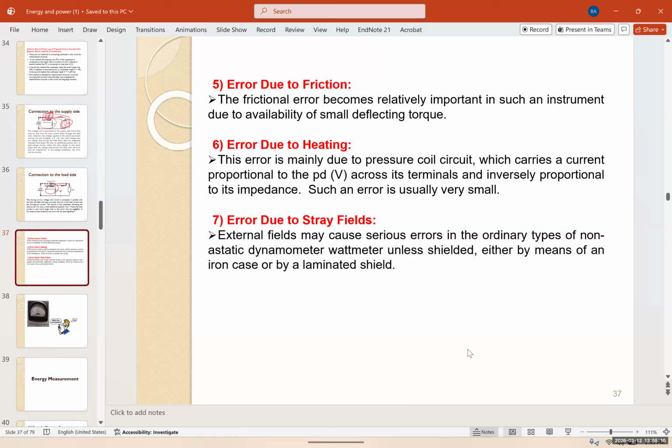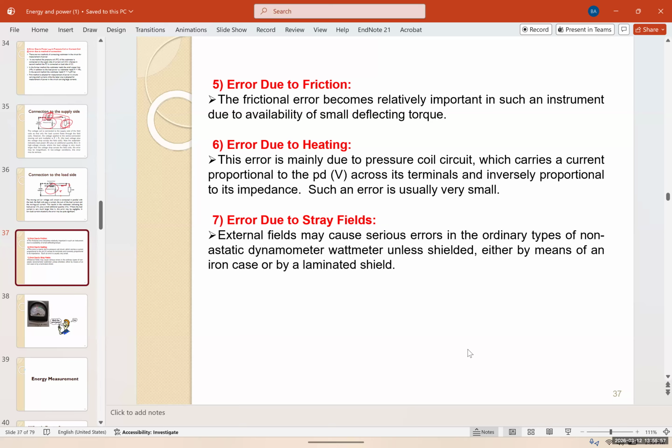Another type of error in these analog wattmeters, first, because they have mechanical parts, is the error due to friction. The friction error becomes relatively important in such an instrument due to the availability of small deflection torque. Then we have error due to heating. Obviously, this error is mainly due to the pressure coil circuit, which carries a current proportional to the voltage across its terminal and inversely proportional to its impedance. Such an error is usually very small. Again, because you have a little bit of resistance, it creates heat and it dissipates that and you have error.